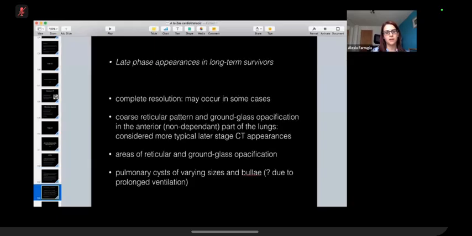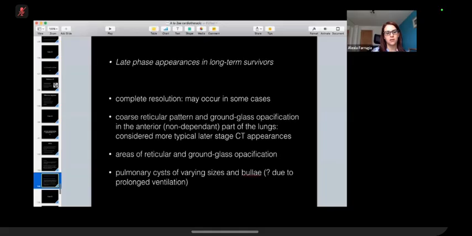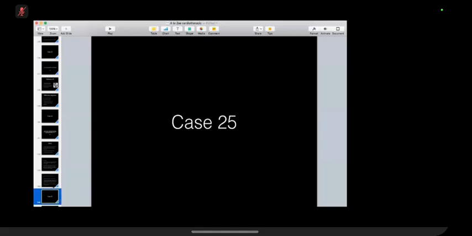And then late phase, complete resolution in some cases, but in the majority, they would develop areas of reticular and ground glass opacification, sometimes fibrosis, and pulmonary cysts of varying size. Okay, good.